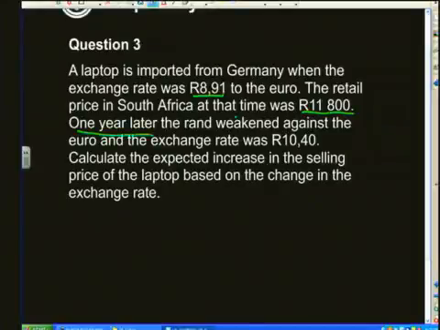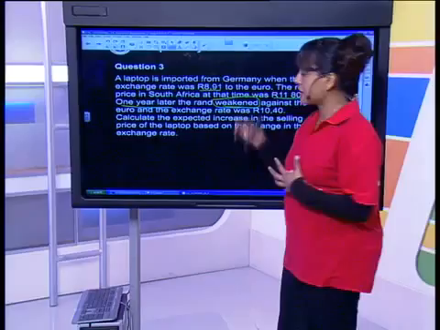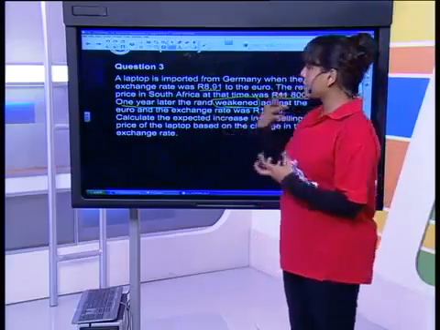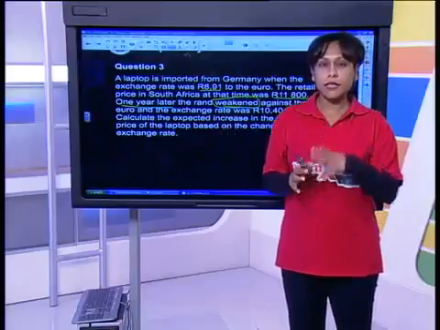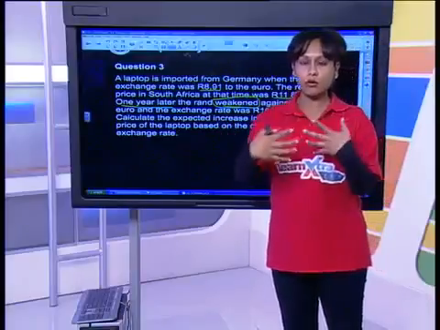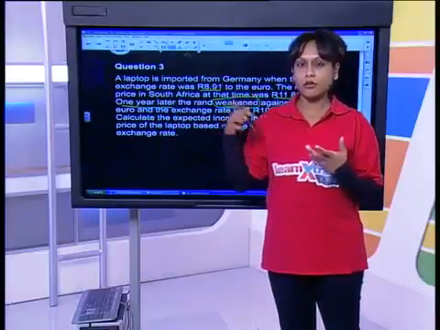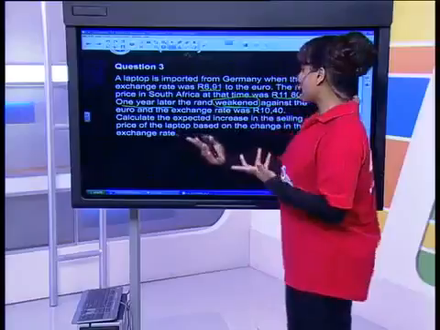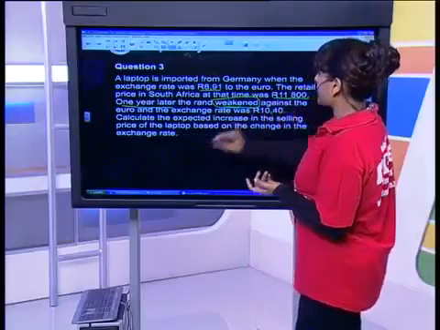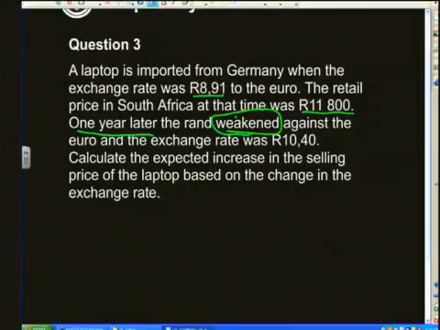1 year later, the Rand weakened. Now remember guys, when we're talking about a currency weakening, in this case we're talking about the Rand weakening, what it means is that it costs more rands to buy one of the other currencies. So in this case, euros. It costs more rands to buy 1 euro. And you can see that it says it weakened against the euro and the exchange rate was then 10.40 to the euro.